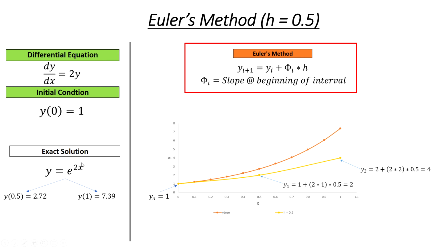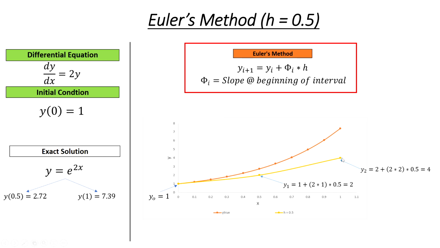Now you can see from this equation here that the true value at 0.5 is 2.72, and Euler's method actually estimates it at 2, so you can see that we have incurred a little bit of error here. And here the true value is 7.39, and Euler's method estimates it at 4, so we have a lot of error here.